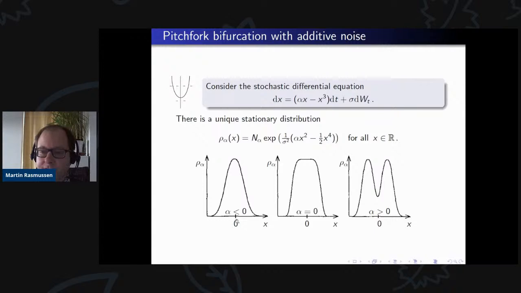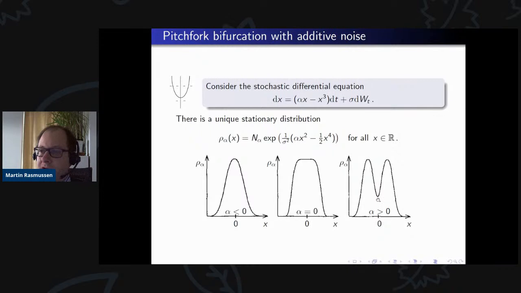So for alpha less than 0, we have only one fixed point. The statistics is concentrated around this fixed point. But then at the bifurcation point alpha equal to 0, the deterministic fixed point x equal to 0 becomes repulsive. So the statistics is no longer concentrated so much here, but concentrates around the two other fixed points, which are both attractive. And this means in particular that you have a phenomenological bifurcation going on here. So you move from a unimodal distribution to a bimodal distribution.